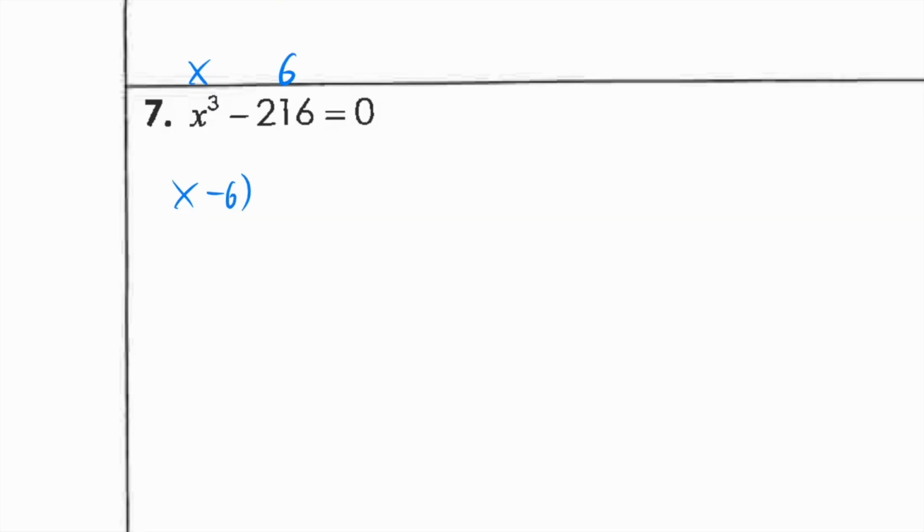X minus 6 for the first parenthesis, a squared, which is x squared, plus a times b, which is 6 times x, plus 6 squared, which is 36. Notice the signs are different than my previous ones because this is a difference of two cubes, not a sum of two cubes. And so now I can set each of these equal to 0.